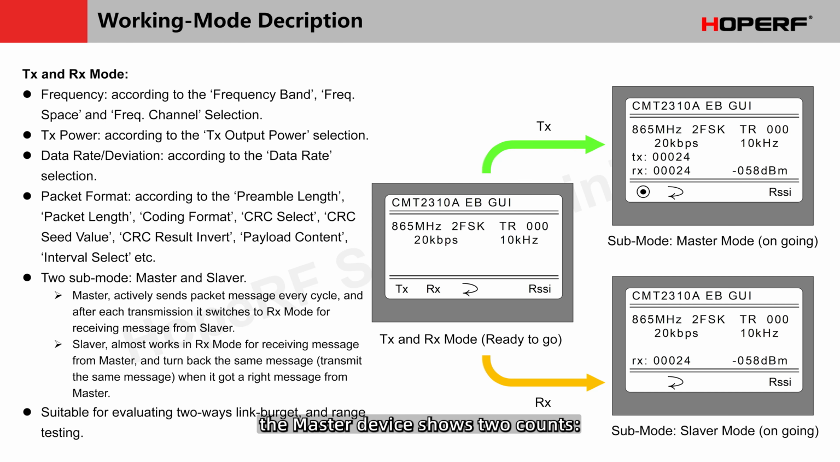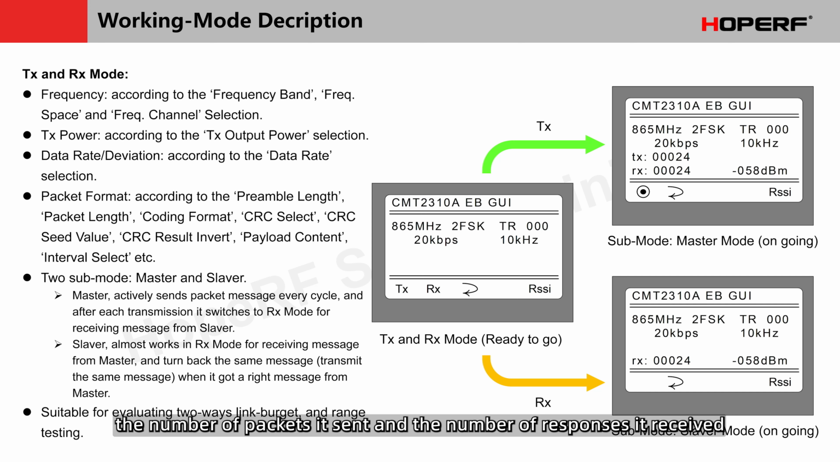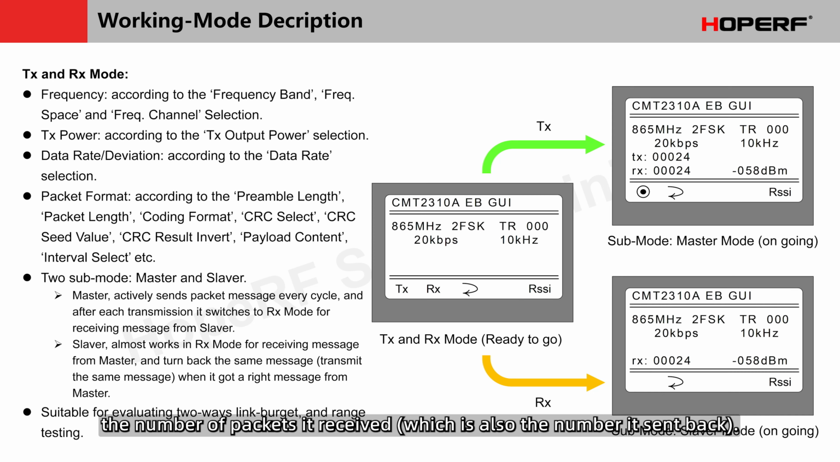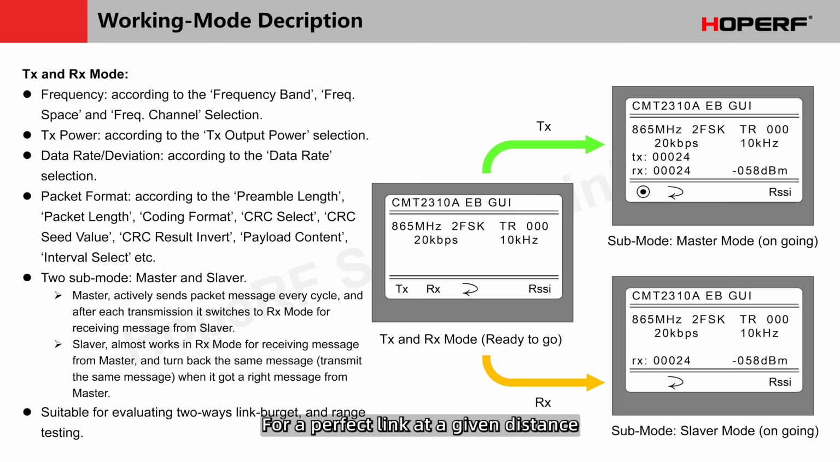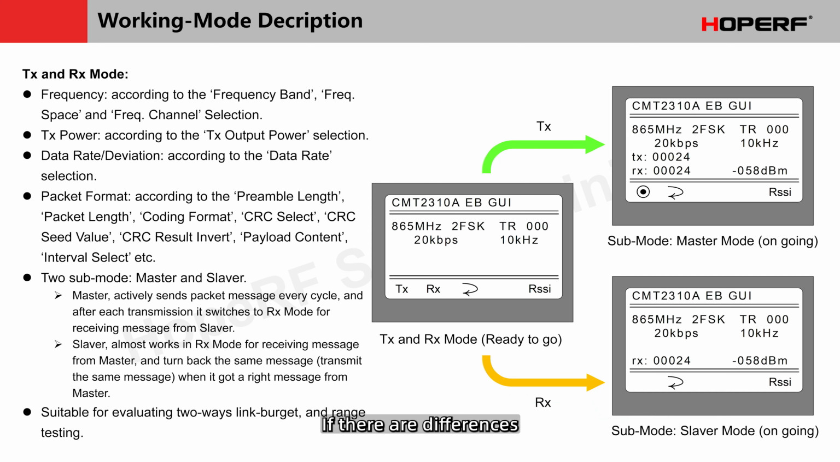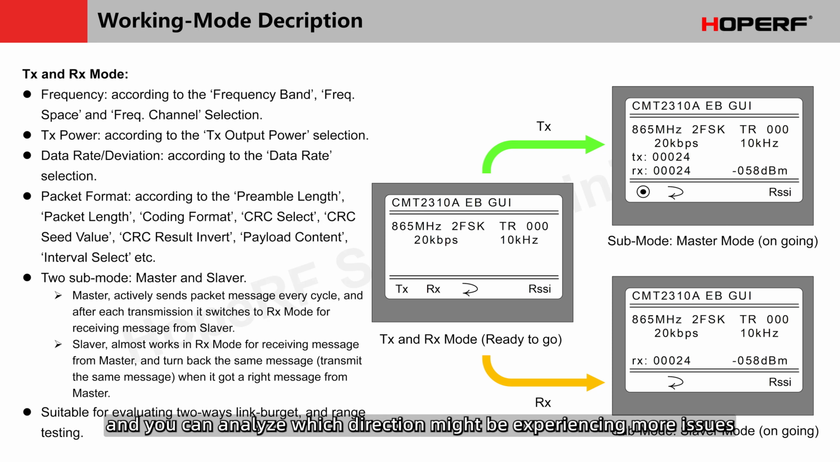During testing, the master device shows two counts: the number of packets sent and the number of responses received. The slave device shows one count: the number of packets received, which is also the number sent back. For a perfect link at a given distance, all three counts should be equal and match the number of packets the master was set to send. If there are differences, it indicates some packet loss, and you can analyze which direction might be experiencing more issues.